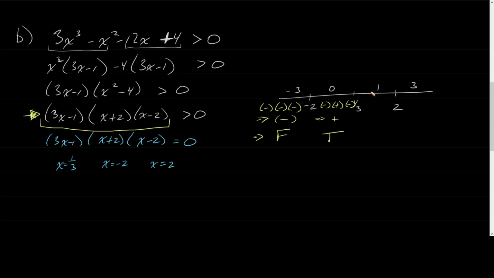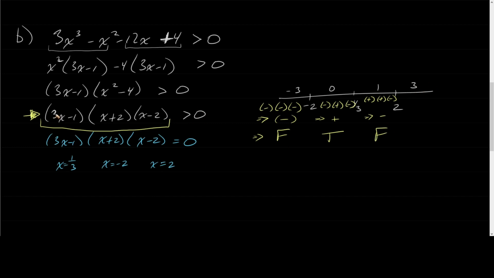Between 1/3 and 2, we're plugging in 1. All right. 3 times 1 is 3 minus 1. It's positive. 1 plus 2, positive. 1 minus 2, negative. Overall here, we have an odd number of negatives. So overall, it is negative. Because it's negative, we don't care about it, right? It's false. A negative is not greater than 0.